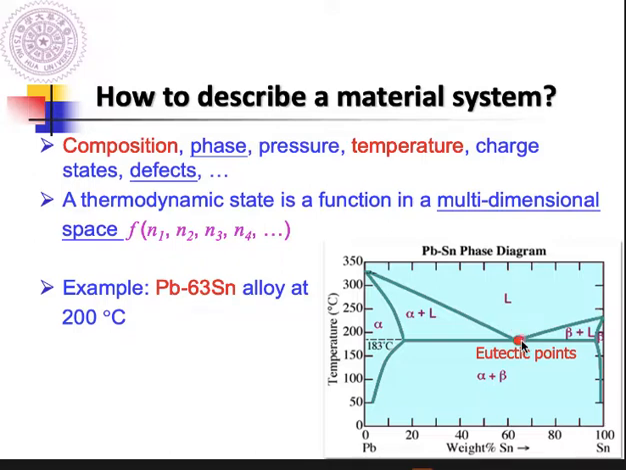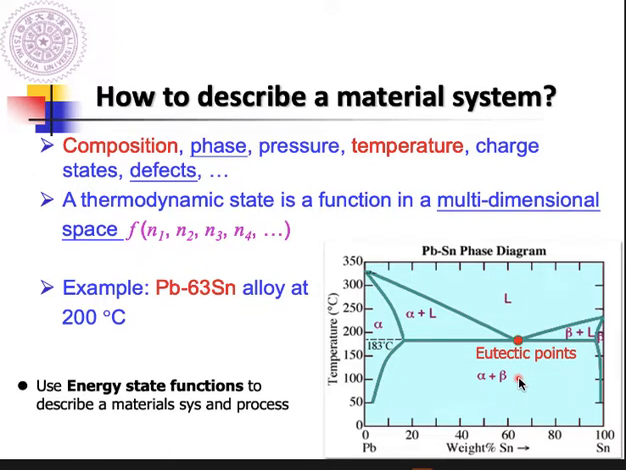And if we drop the temperature to 100 degrees C, now the phase becomes alpha and beta phase, right? And using the lever rule, you can also calculate the composition, how much alpha phase exists in this material system, or how much beta phase exists in this system at this state. So here, to summarize everything, the energy state function will be a suitable indicator to describe a material system and process.